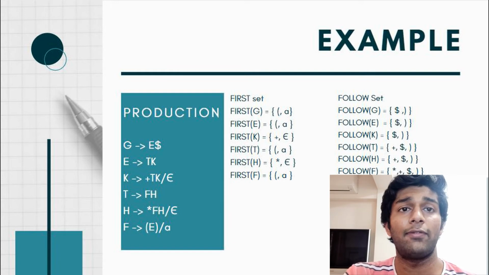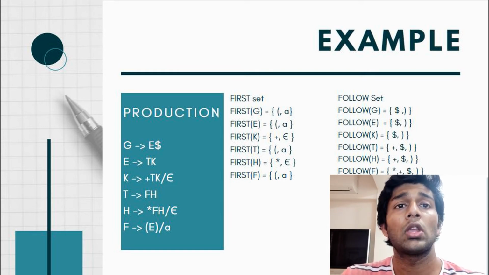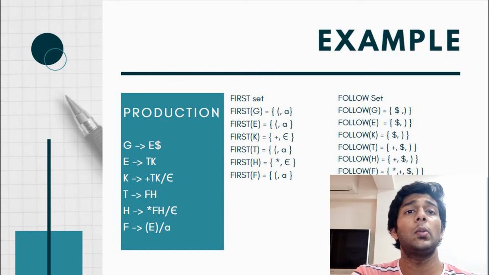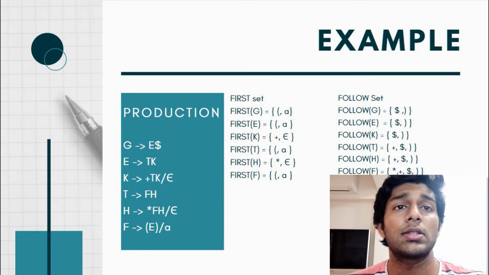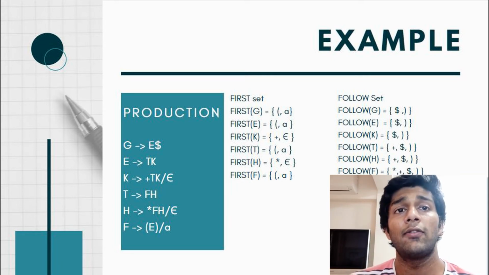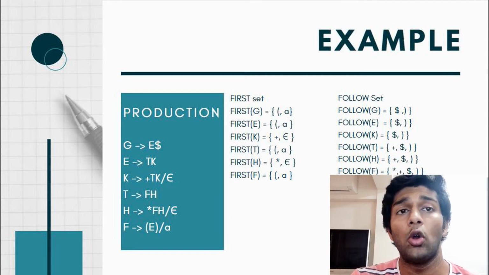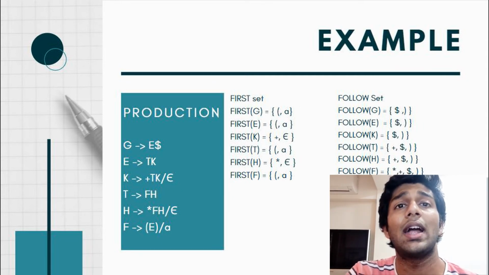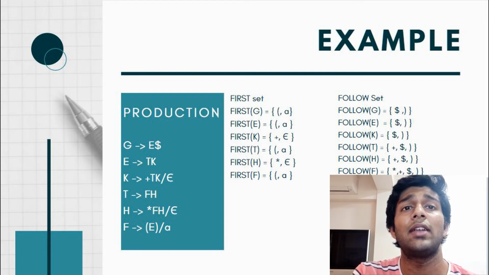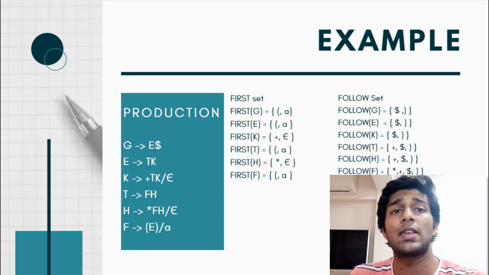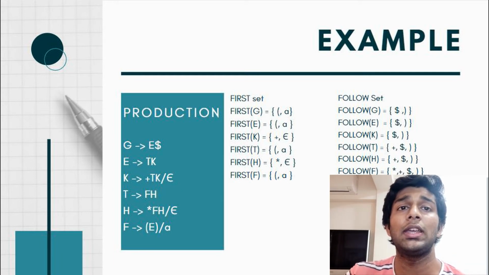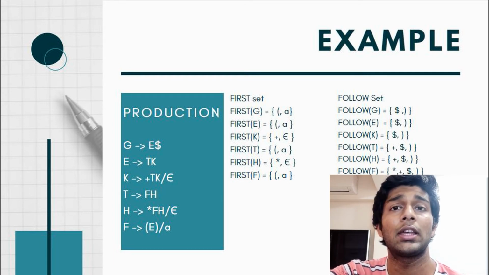Finding the follow of F. We traverse the whole thing to find where F appears. F appears in T and H. From T, we see that follow of F is first of H. So we add the first of H, which happens to be star and epsilon. Then we substitute epsilon in place of H, and from that we get plus, dollar and the closing brace.